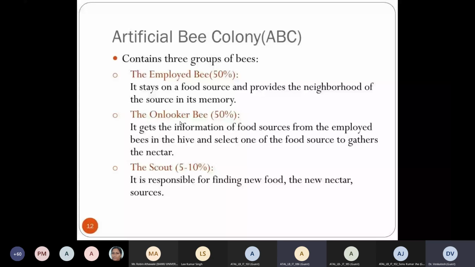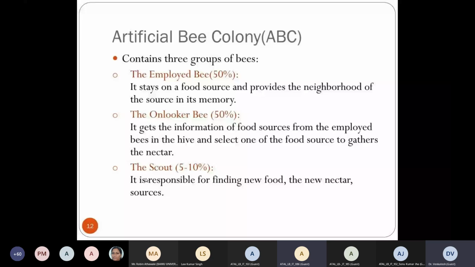It means that they will try to search for the food source within the neighborhood only. But when it comes to the scout, it will do the job of exploration. Suppose you take any search space, and you want to find an optimal solution in it. Definitely you should maintain balance between both exploration and exploitation. This exploitation job will be done by the employed and onlooker bees, whereas the exploration job will be done by the scout.